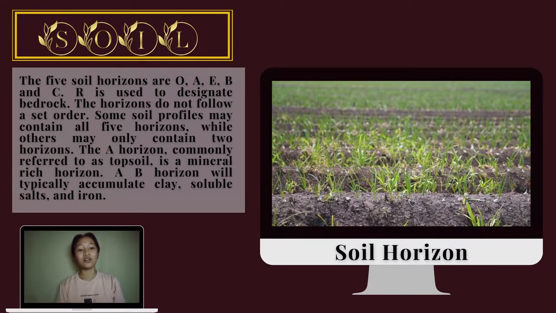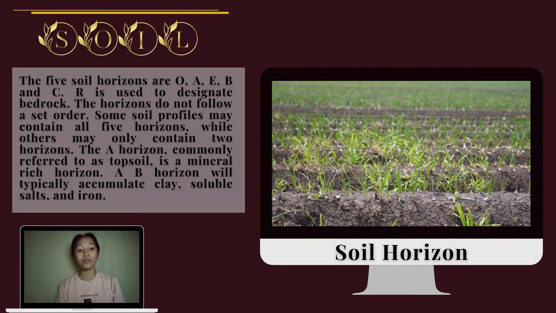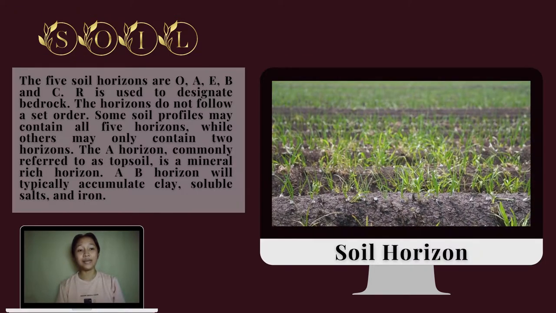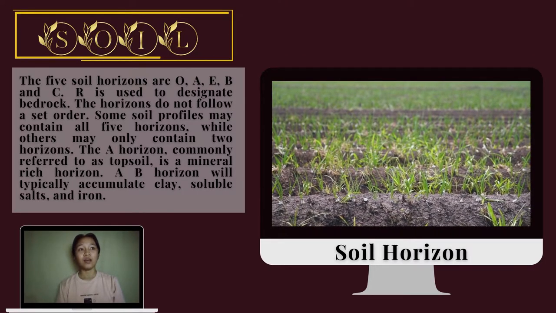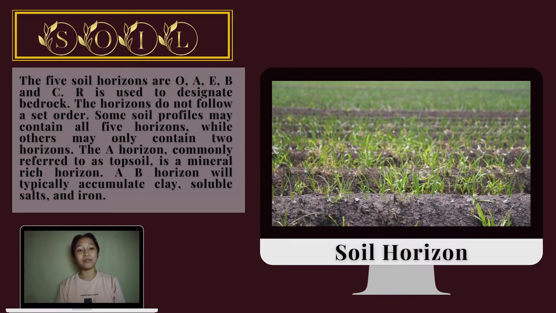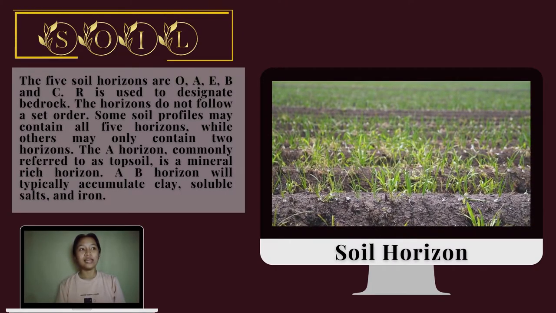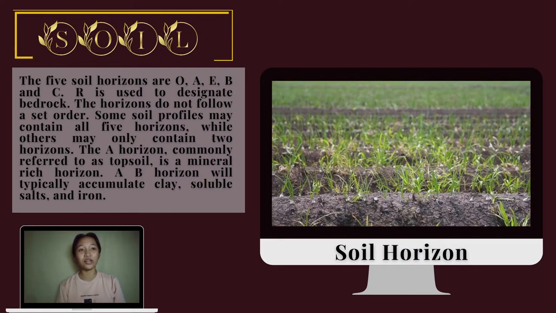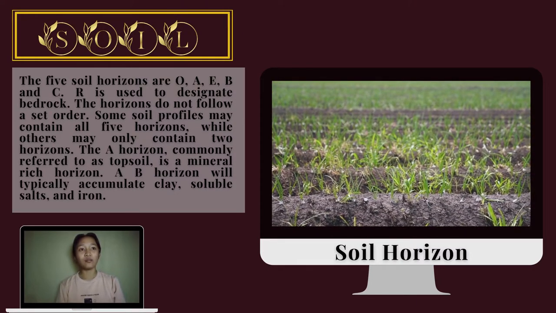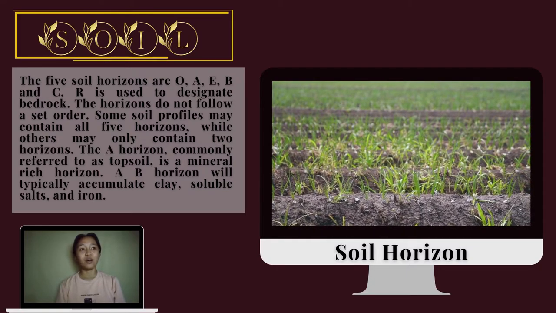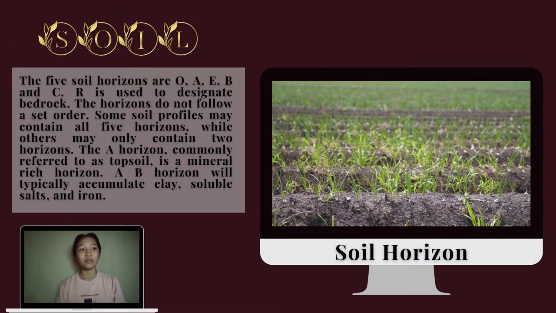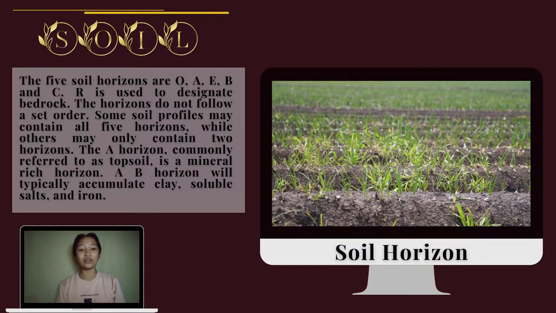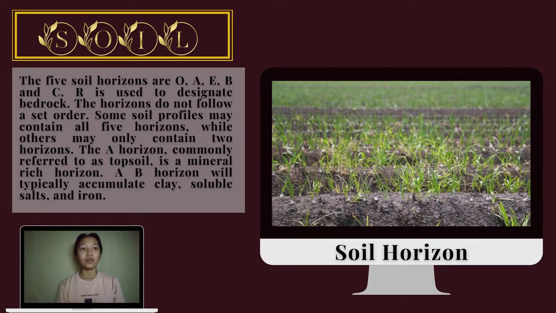The five soil horizons are O, A, E, B, C. R is used to designate bedrock. The horizons do not follow a set order. Some soil profiles may contain all five horizons, while others may only contain two horizons.